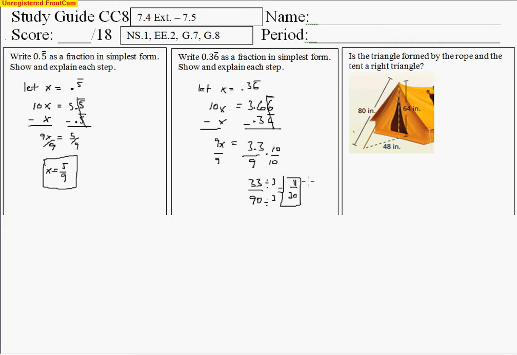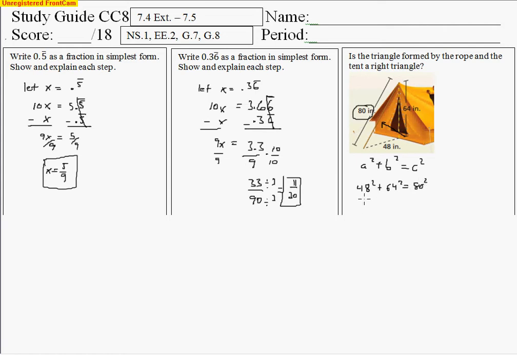Well, let's take a look at our next problem. On this one, what we're trying to do is see if this forms a right triangle. Does the rope form a right triangle? They give us all the side lengths. So what we're going to use is the converse of the Pythagorean theorem. We're going to square a squared plus b squared, and set it equal to the longest side squared. So the longest side is 80. I go ahead and substitute my numbers in there: 48 squared plus 64 squared equals 80 squared.